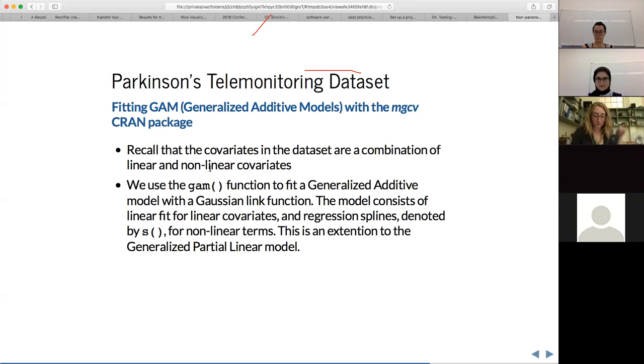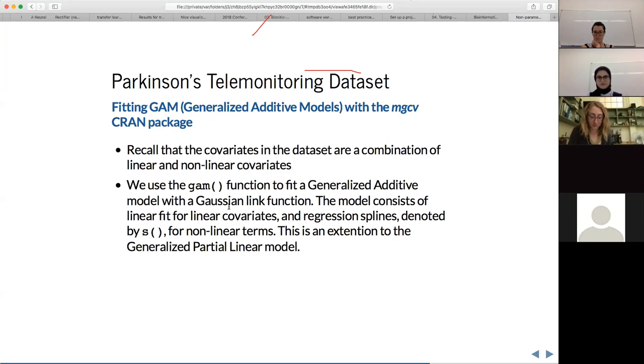So it makes sense to use a partial linear model, right? Because we know that some of the terms are linear terms, and we know that some of them are nonlinear terms. So the GAM function in the mgcv package enables us to fit these generalized linear models.